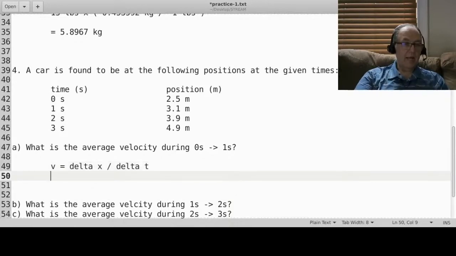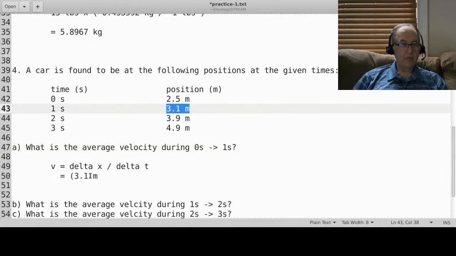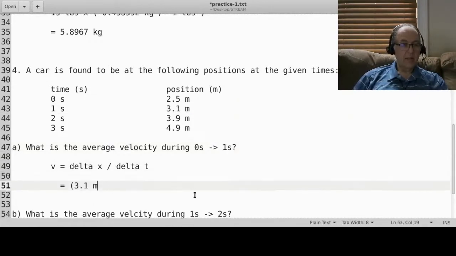Okay, so for part A, you would just put in delta x. So delta x means, where did you end up? That's your final, that's the 1 second. So where's this car at 1 second? At the 1 second point, it's at 3.1 meters. So there is one part of the delta x. Okay, so it's at 3.1 meters.